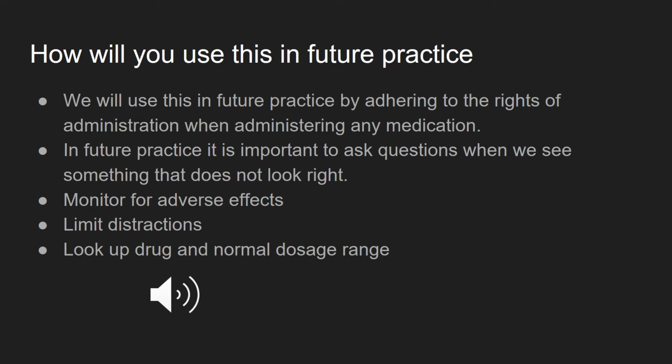And finally, if we do not know a drug or the normal dosage range, we will look it up. It is important for the nurse to know the medication and what it does and information about it, and it is important for the nurse to know the normal dosage range so that she will know whether or not the dose is safe for the patient. The right drug and right dose are both rights of administration, and so therefore it's very important for us to adhere to that.